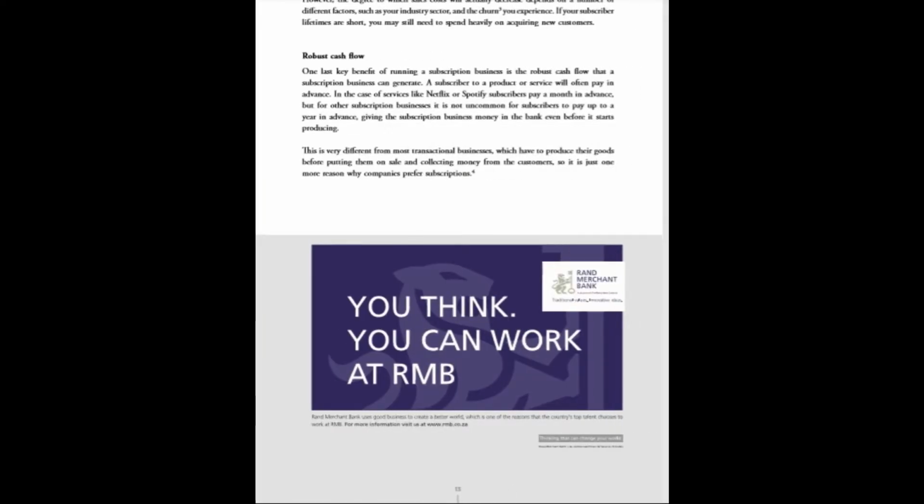Absolutely right. Reduced sales cost. The sales cost is also an advantage. Robust cash flow. One key benefit of running a subscription business is the robust cash flow that it can generate, and that is also very correct. This is very different from most transactional businesses, which have to produce their goods before putting them on sale and collecting money from the customers. So it is just one more reason why companies prefer subscriptions, because you don't have to go through that whole cycle.